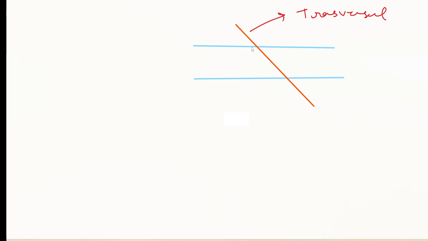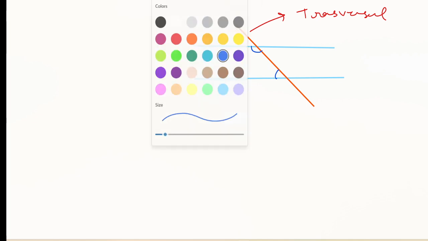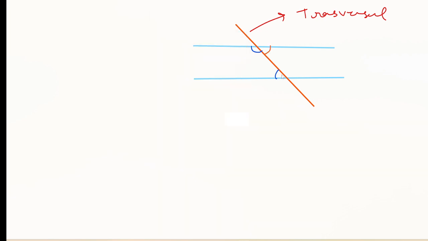Then co-interior angles, like this angle and this angle, which are on the interior side of these parallel lines and the same side of the transversal, they add up to 180. Like if this is 100, this will be 80. The other pair is this and this, they are also co-interior, so they add up to 180. If this is A and this is B, then A plus B is 180 degrees always. This is what we do in parallel lines.